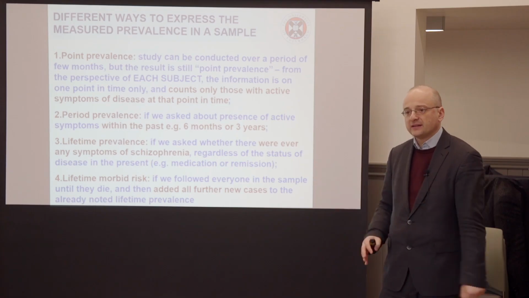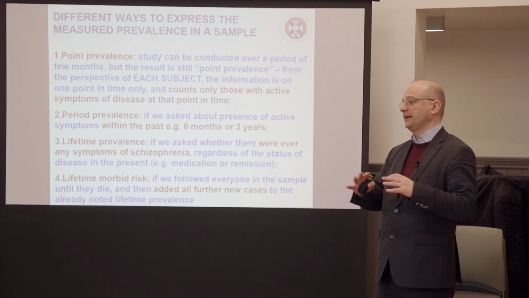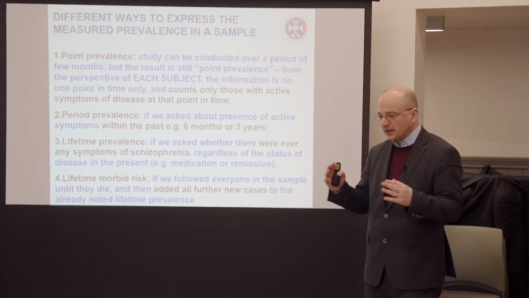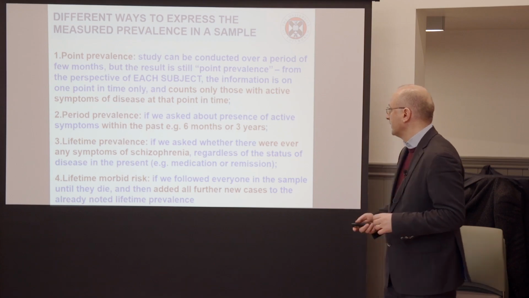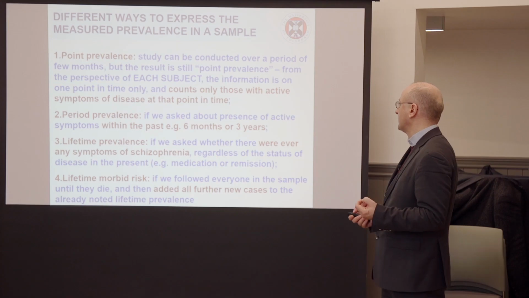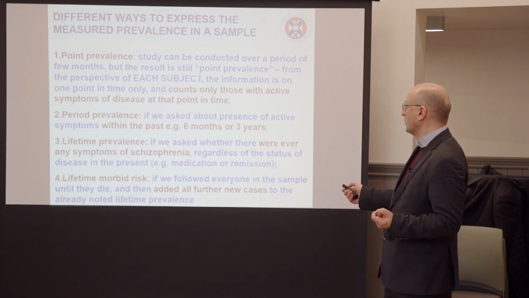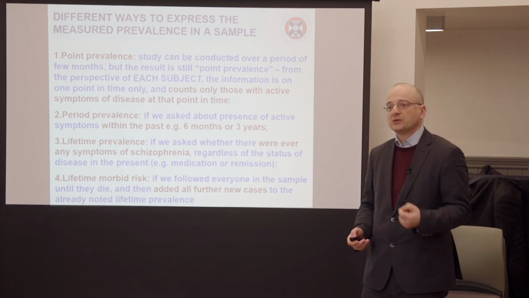But in terms of design, this would be considered a point prevalence, because you can think of those people, each one of them being checked for that moment in time. So that's the point prevalence, all right? From the perspective of each subject, the information is in that point in time only, and it counts only those with active symptom of disease at that point in time. So that is the point prevalence.